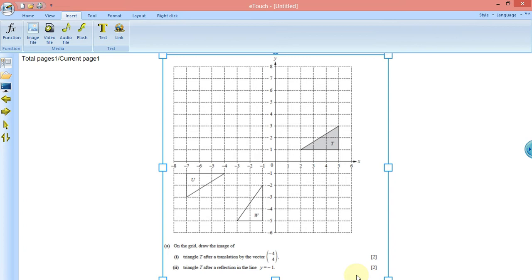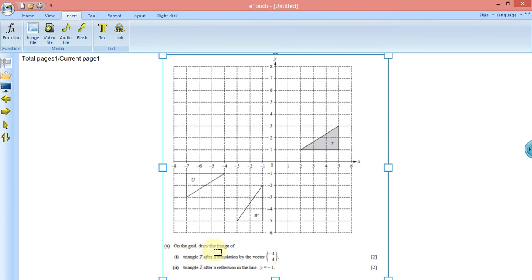For today's session, I'll be working on IGCSE exam style questions. Now we are going to take a look at the four major subtopics in transformation: translation, reflection, enlargement, and rotation. So for this first section, I will take a look at translation and reflection. So let's take a look at the question.